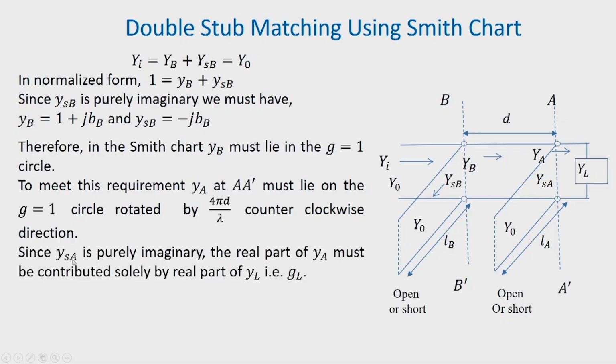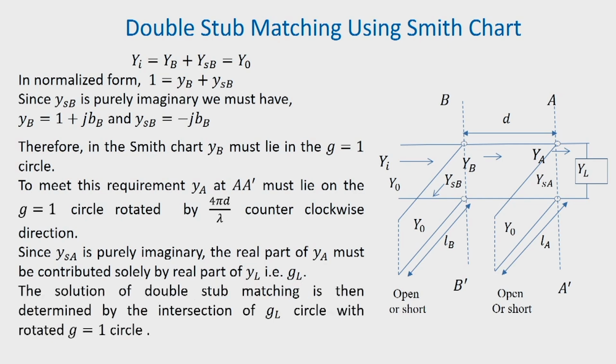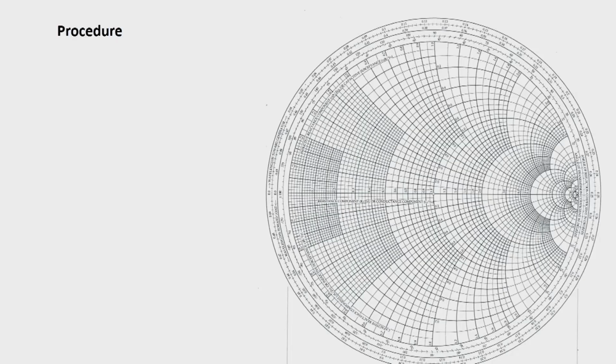Since YSA, the stub admittance, is purely imaginary, the real part of Ya must be contributed solely by the real part of YL, and real part of YL is GL, and therefore, the solution of double stub matching is then determined by the intersection of GL circle with rotated g is equal to 1 circle. So, let us explain this on a Smith chart. So, we follow the procedure as shown.